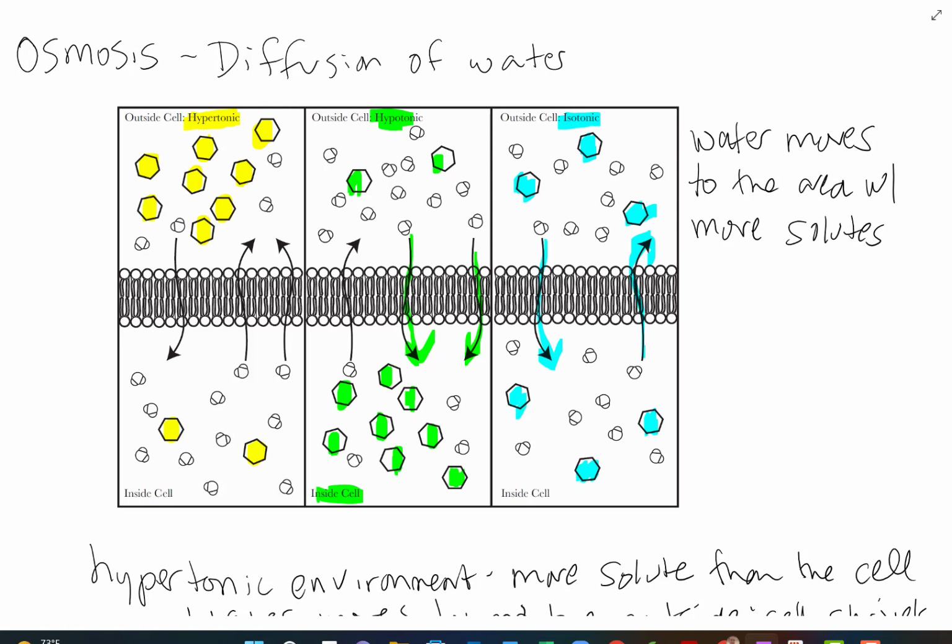And then in an isotonic environment, we have equal concentrations of solute both inside and outside the cell. And so we have a continual movement of water, but no net flow.